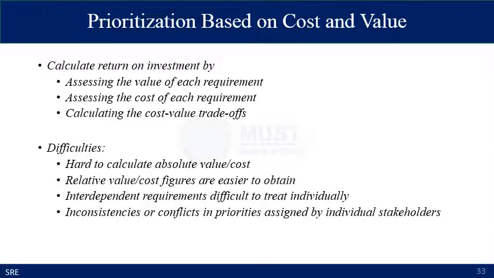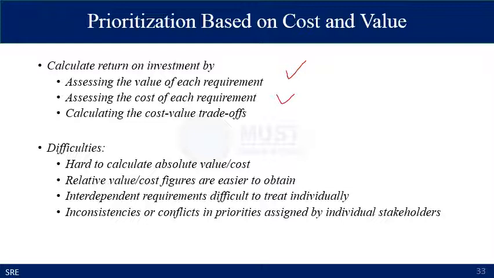So prioritization can be based on cost and value. So you can calculate the return on investment by assessing the value of each requirement and the cost of each requirement. And then you can calculate the cost-value trade-off. However, there are difficulties in the techniques based on cost and value analysis. Sometimes it is hard to calculate the absolute value of the requirement or the actual cost performed on a single requirement. So relative cost-value figures are easier to obtain.